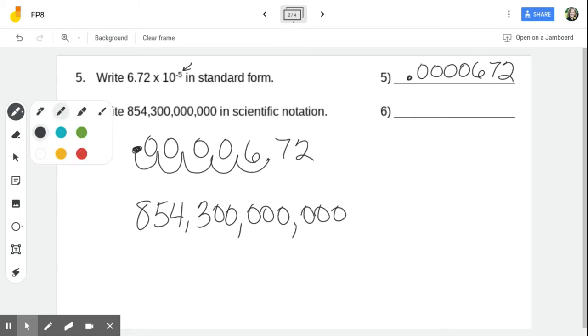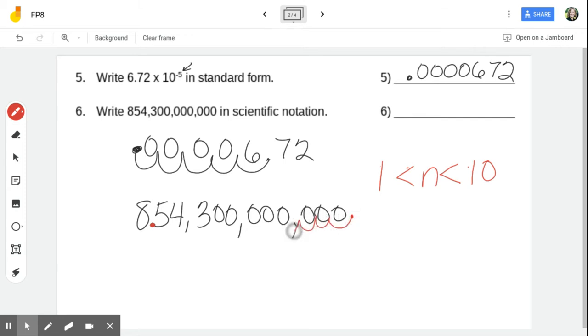So remember, the first step is to find a spot in this giant number that we can plop a decimal point where we get a number that is between 1 and 10. Okay, so if I put my decimal right here, 8.543, tenths, hundredths, thousandths, that's going to be between 1 and 10. How many places did I have to move my decimal from here to here? 1, 2, 3, 4, 5, 6, 7, 8, 9, 10, 11, right?